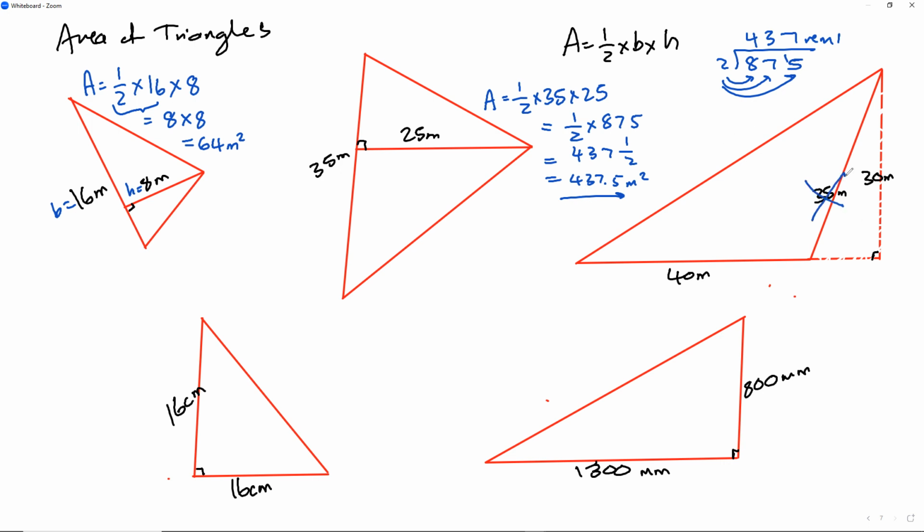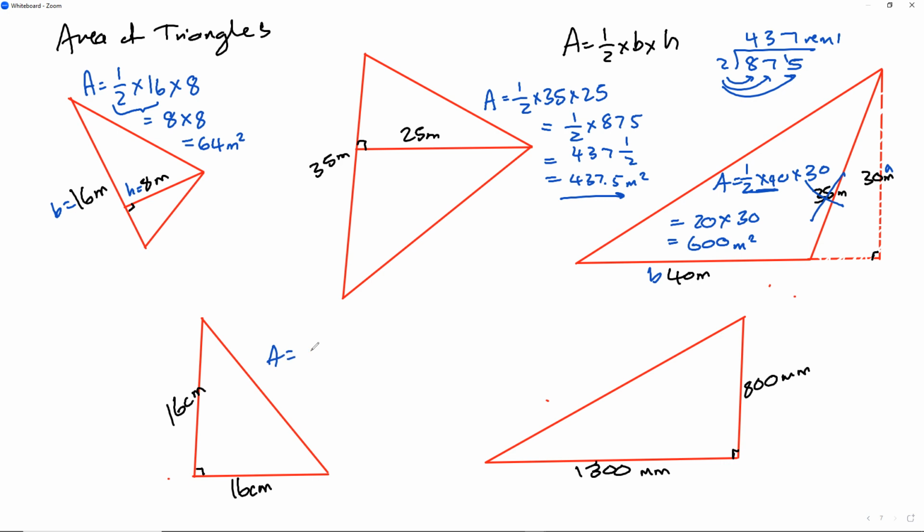All right. This one here, we ignore that height. This is the height, and this is the base. Area is going to be half times 40 times 30. And that means that's going to come to 20 times 30, because half of 40 is 20. 20 times 30, 2 times 3 is 6. Put 2 zeros, 600 meters squared.